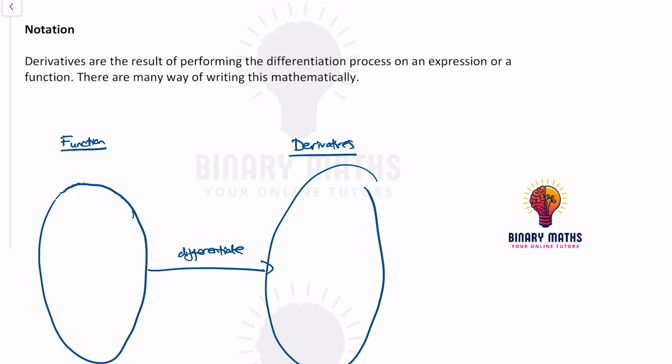So if we start off in the form f of x is equal to something for the function, then when we differentiate it, the derivative is called f dash of x. If we have the function in the form y is equal to something, then when we differentiate it, we write the derivative as dy dx is equal to something. But there's another way. If we have y is equal to something, then you can also express it as y dash, which is the derivative of y.